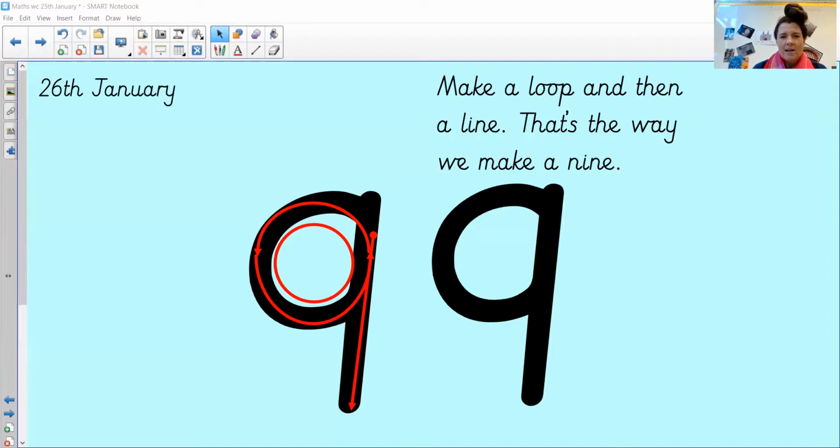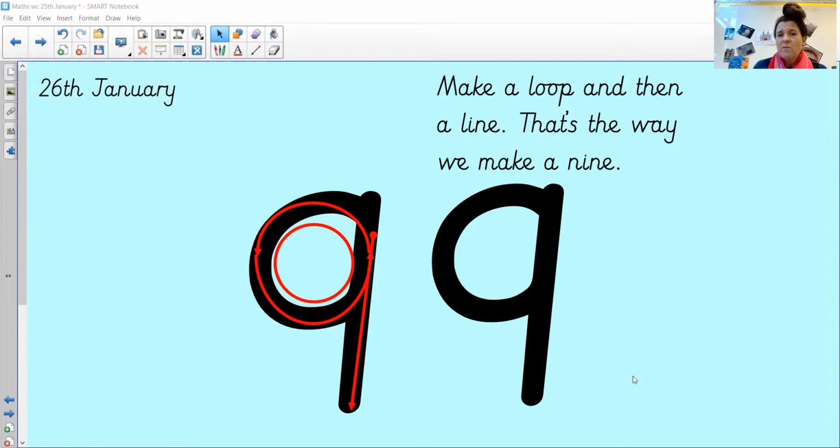number formation. Now it's the number 9 today we're going to make a start with. So we've got a little rhyme up here and we go make a loop and then a 9. That's the way we make a 9. So make a loop and then a line. That's the way we make a 9.